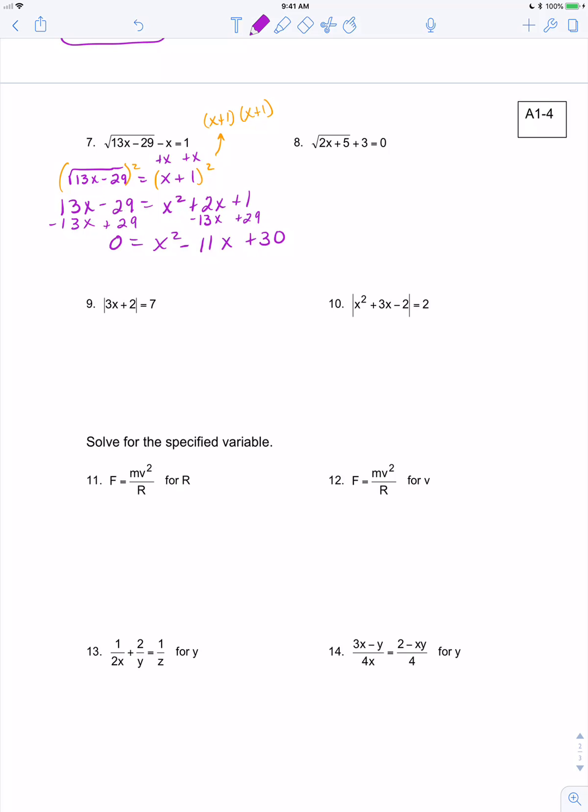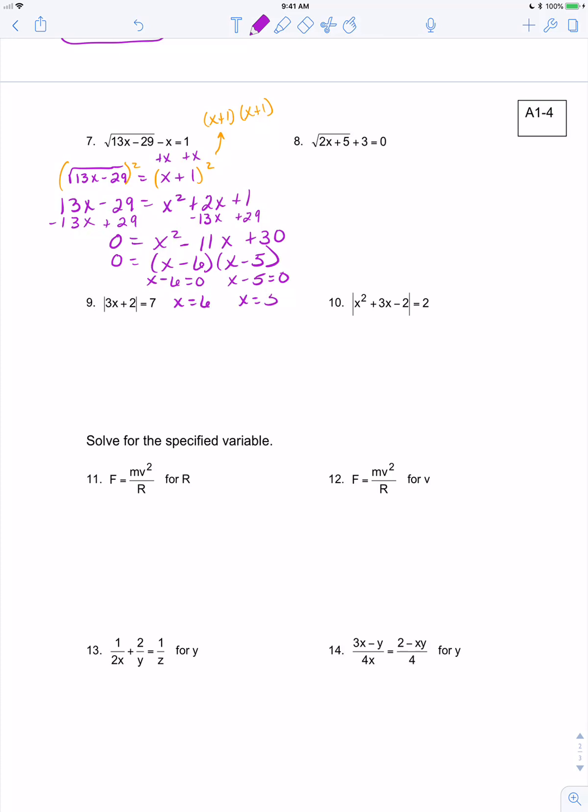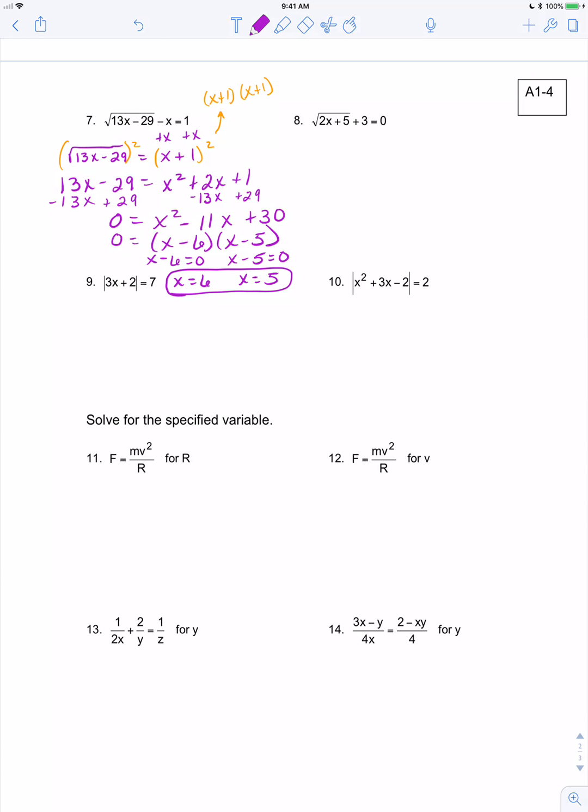So now we've got to factor it. We're looking for factors of 30 that add up to be a negative 11. So that will be x minus 6, x minus 5. We set both of those factors equal to 0. So x is equal to 6, x is equal to 5. I think both of those work in our equation. So you always want to check those, but I think both of those do work. So they're both answers.